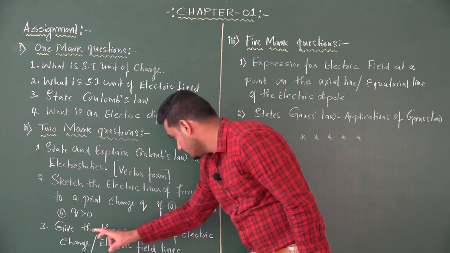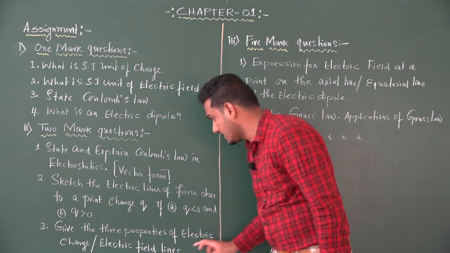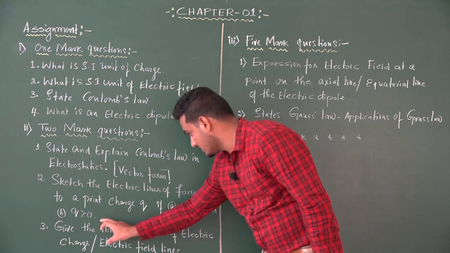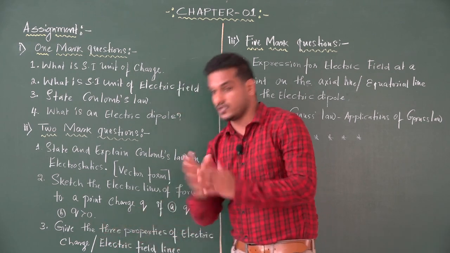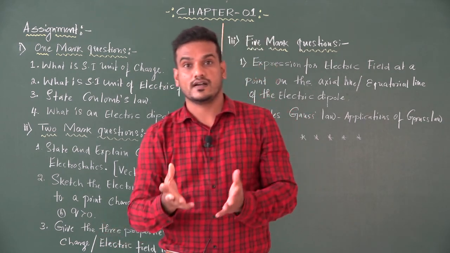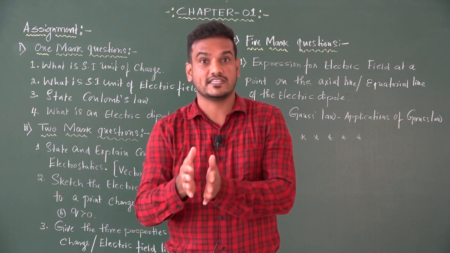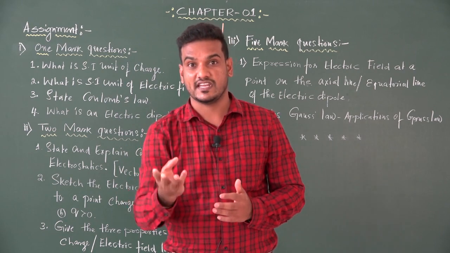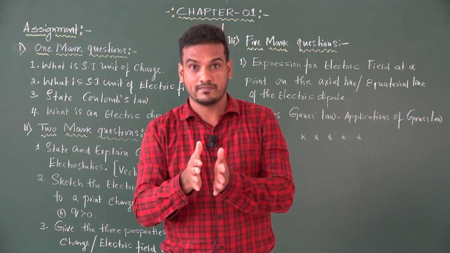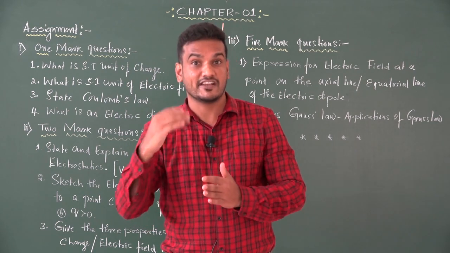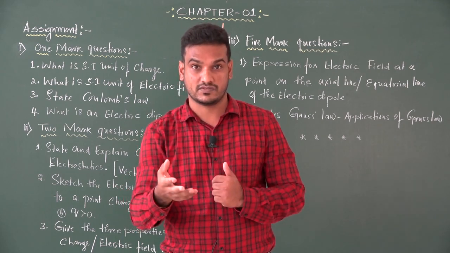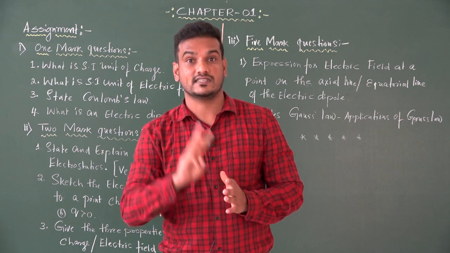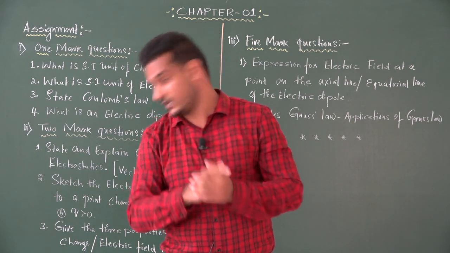Then give the 3 properties of electric charge or electric field lines. See here I mentioned 3 because this question may ask for 2 marks or 3 marks. Mention basic properties of electric charges, any 2 for 2 marks, any 3 for 3 marks. Similarly, mention the properties of electric field lines or electric lines of force. If they ask only 2 properties, it carries 2 marks. If they ask 3 properties, you need to write 3.